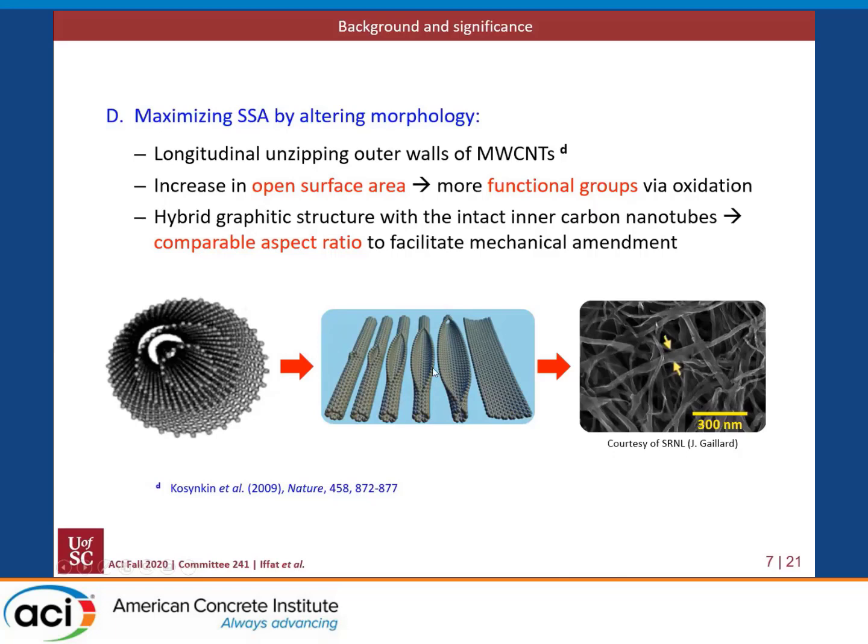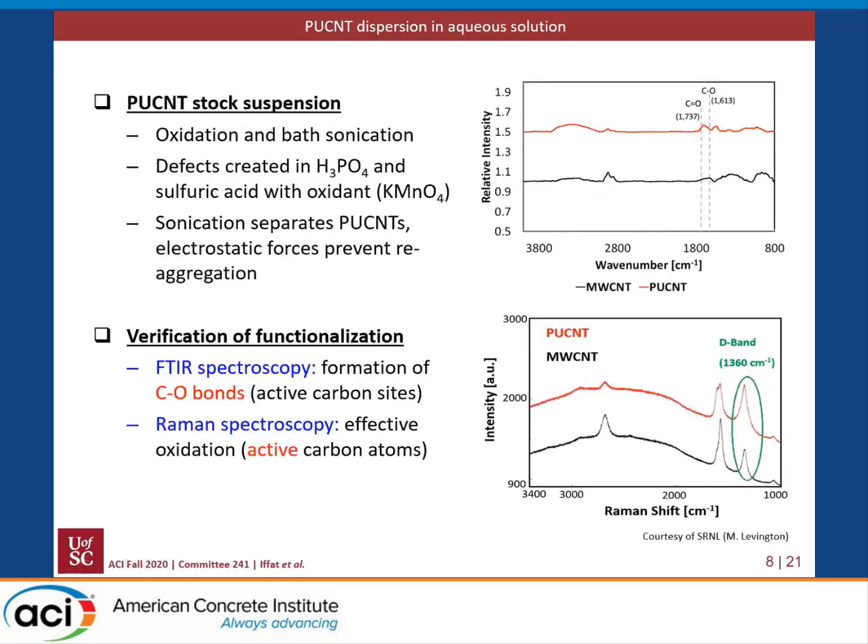At the same time, a hybrid structure will be generated with comparable aspect ratio to the original multiwalled carbon nanotube, which will help to facilitate mechanical enhancement in the cement matrix. So the pristine carbon nanotubes were soaked in O-phosphoric acid and sulfuric acid with an oxidant, potassium permanganate. Then the stock solution of PUCNT was diluted and sonicated to prevent re-agglomeration.